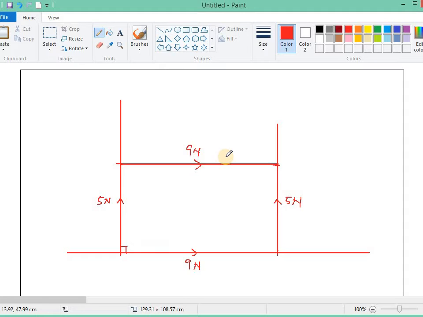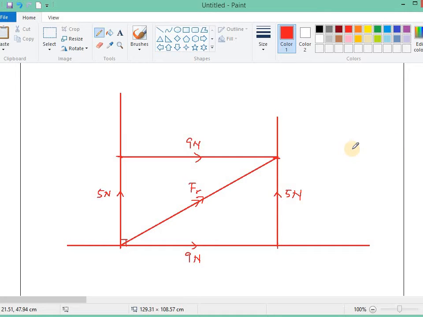After this, we draw a line that joins this corner with this corner. Like this. So this diagonal line will represent the resultant force, Fr.